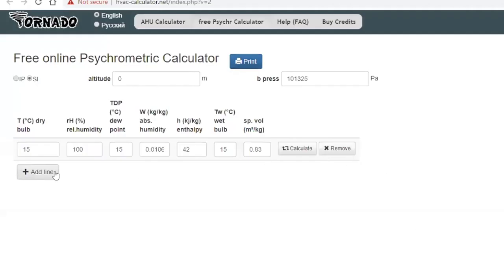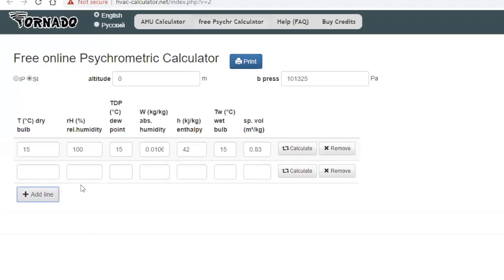Cool. I'm going to add a new line here. And the two properties that I have are temperature in Celsius and relative humidity, 70%. Okay, and we're going to hit calculate. So it spits out the other properties for me. This process that I just did in 1 second is a process that you would have to do by grabbing a chart, grabbing a ruler, and then reading the chart to get the properties.